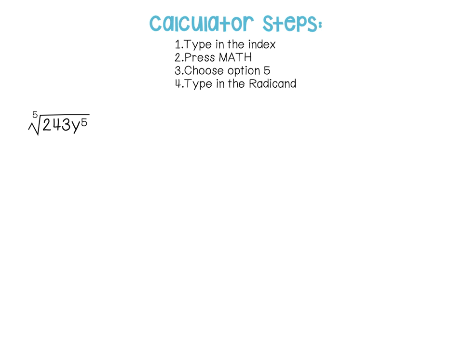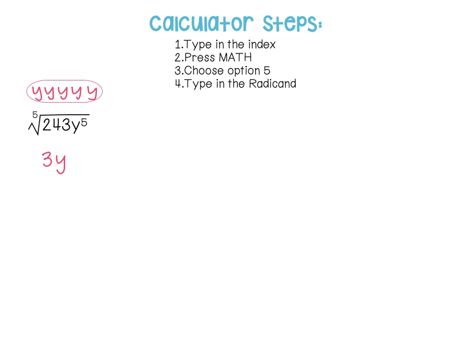So if I have the fifth root of 243y to the fifth, I'm going to type in my index, press math, choose option 5, and type in my radicand. And your calculator should tell you that the answer is 3. Now that took care of the 243, but I also have a y to the fifth. Think about it this way. You have 5 y's, and your index is 5. How many groups of 5 can you make with 5 y's? Well, 1. So 1 y comes out.